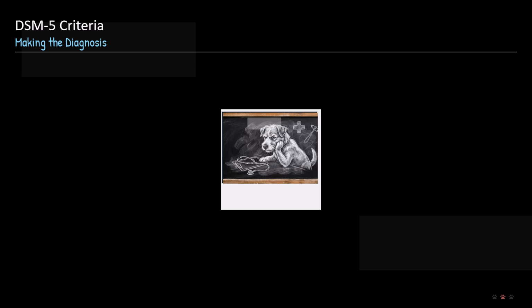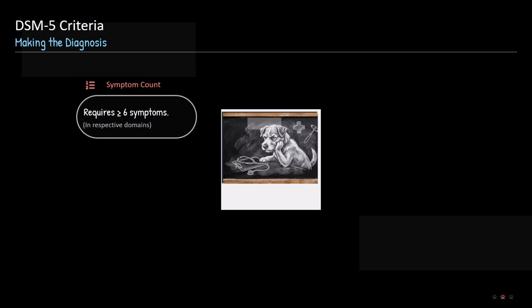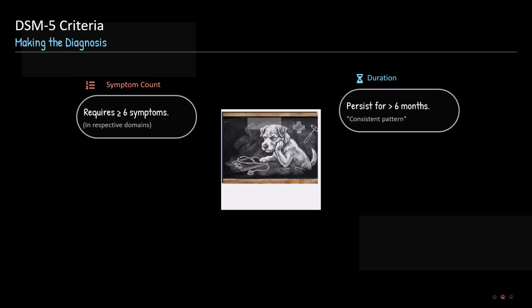Now, you need to know the DSM-5 criteria for ADHD, both for your exam and in clinical clerkships. This is a common question that is asked by attendings. The patient must have at least 6 symptoms in each respective domain, so either hyperactivity or inattentiveness or combination of both, which we'll talk about a little later. And this must go on for at least 6 months, and there must be a persistent pattern.